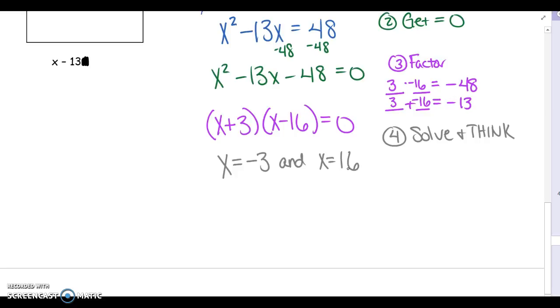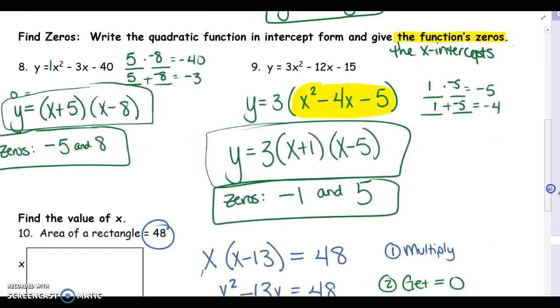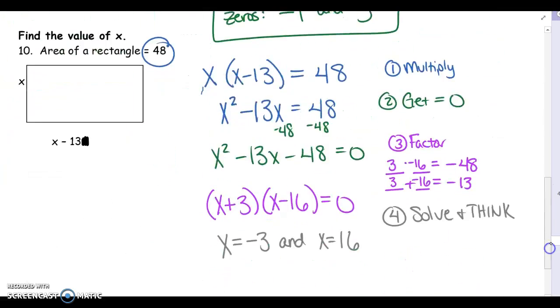Okay, now the think part. Take a look at the picture. The left side of this rectangle is supposed to have a length of x units. Can that rectangle be negative 3 units on one side? No. So negative 3 is out. That is an extraneous solution. Extraneous.